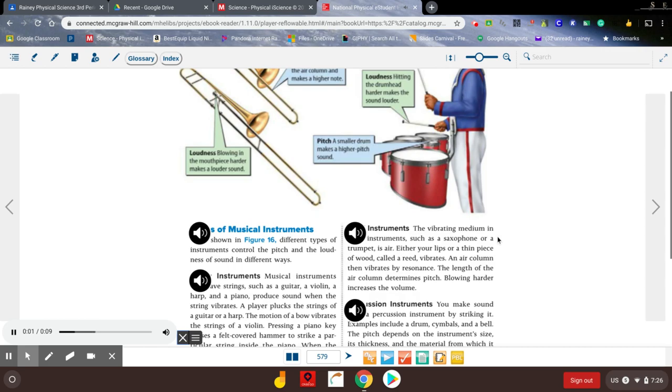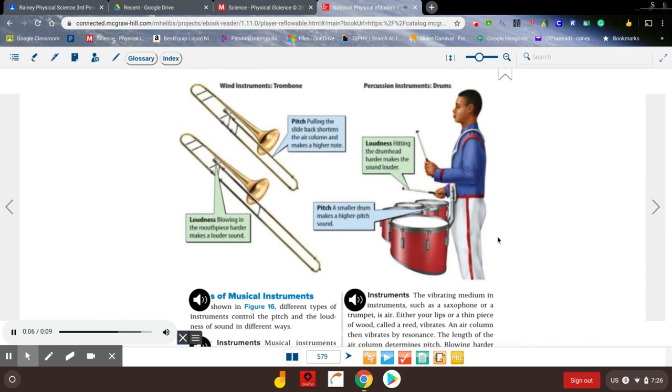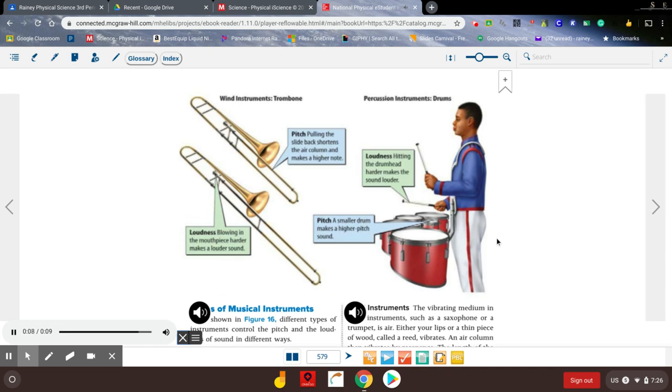Types of musical instruments. As shown in Figure 16, different types of instruments control the pitch and the loudness of sound in different ways.